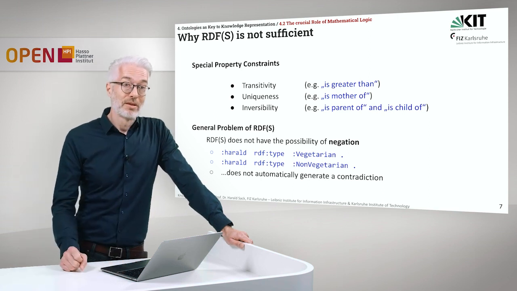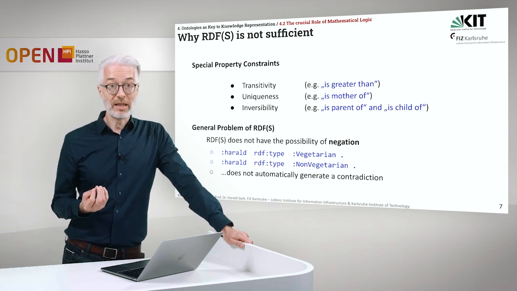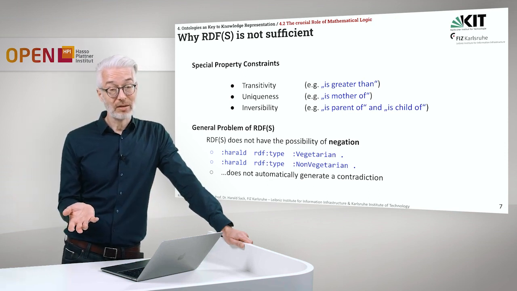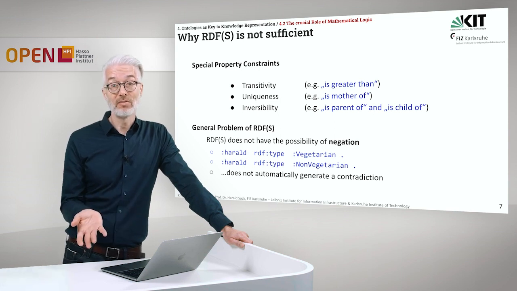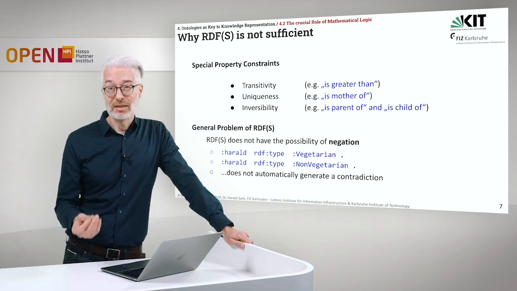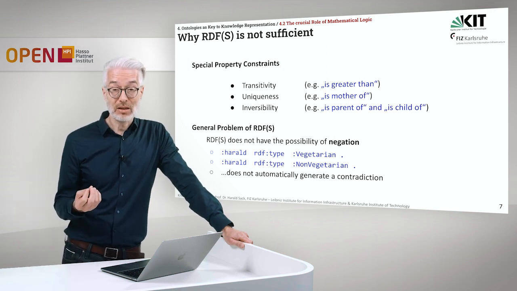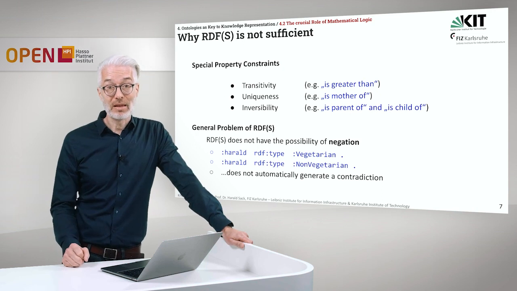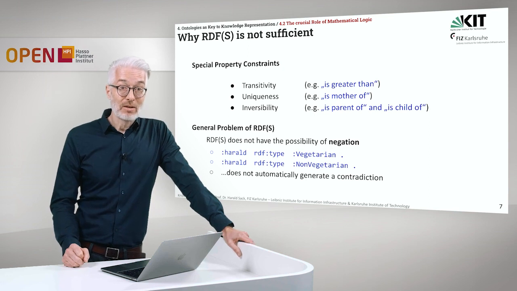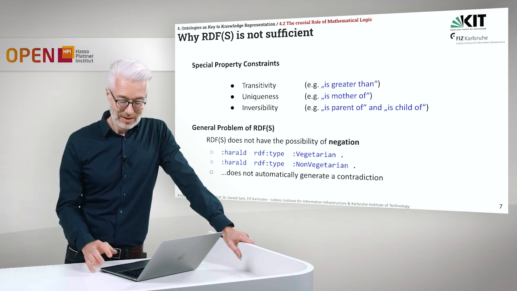The base problem that we have in RDFS is that RDFS does not give us the possibility to negate something. If I would define here, for example, that Harald is of type vegetarian, and in the next triple, Harald is of type non-vegetarian, that would not generate a contradiction, because we cannot really say what a vegetarian and a non-vegetarian are here, and we cannot come to a negation or a contradiction that these two things are somehow the negation of the other one, the complement of the other one. So that's not possible. And since we cannot automatically generate contradictions, all of the other things also are not possible. So we need something more.